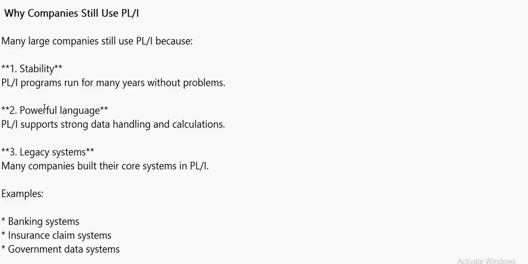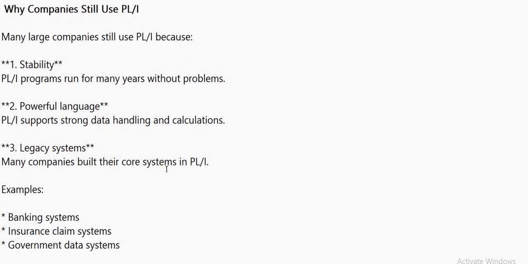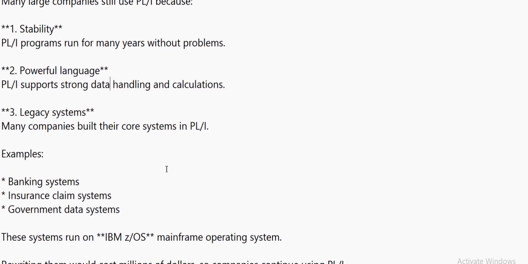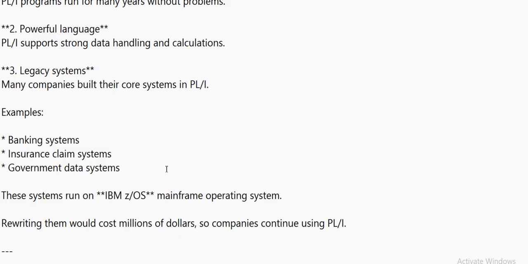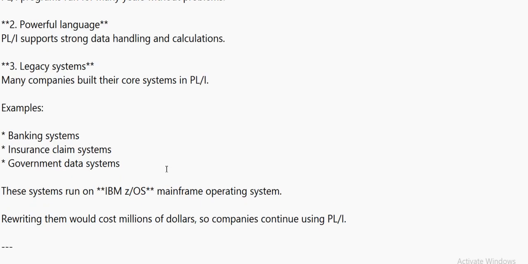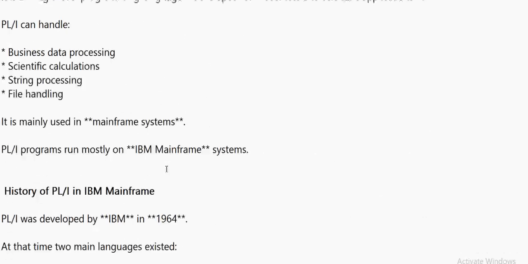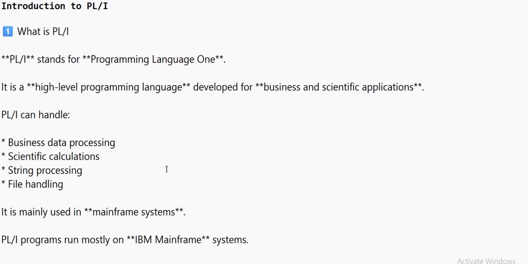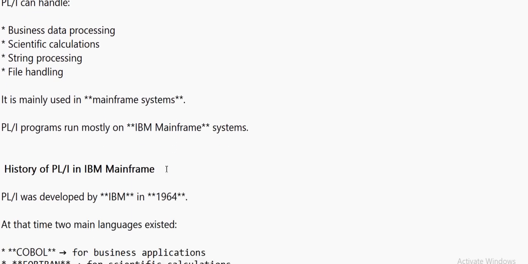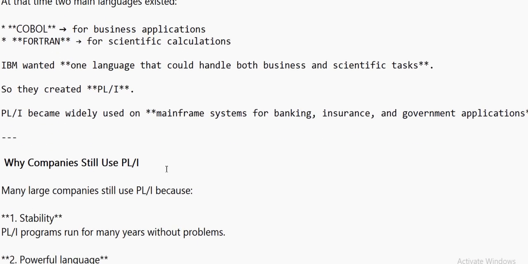And the second one is, as I said, it is a powerful language, so it can do the data handling very quickly, and it supports strong data handling and calculations. And as I said, most of the legacy systems are still using PL1, so that's why it is widely used. Examples of systems which are using PL1 are banking systems, insurance claim systems, and government data systems. Okay, so this is theory. You can write it down and just remember these things. This is not that important, but we should know the history of PL1 and why we are still using it before entering into PL1.